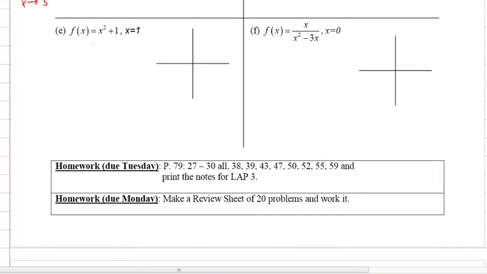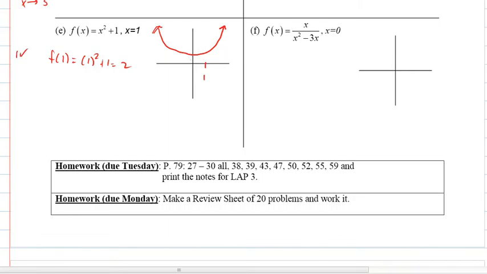Letter E. Letter E, we have here the parabola. We have a parabola that's shifted up 1 unit, so it's the basic quadratic function. And we want to analyze the function at x equals 1. So here's x equals 1. Well, let me go ahead and check the conditions of definition of continuity. Does the point exist at 1? Well, yes it does, because if I plug in 1 into the function, I get 1 squared plus 1, which is 2. So the first condition passes.